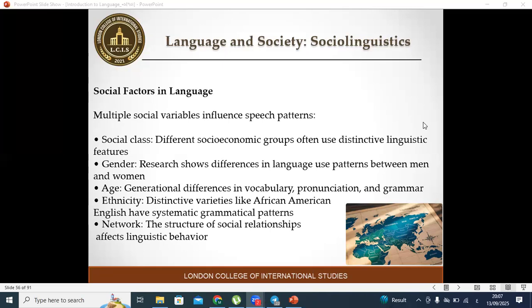Age, generational differences in vocabulary, pronunciation, and grammar. Ethnicity, distinctive varieties like African American English have systematic grammatical patterns. Network, the system of social relationships, affects linguistic behavior.